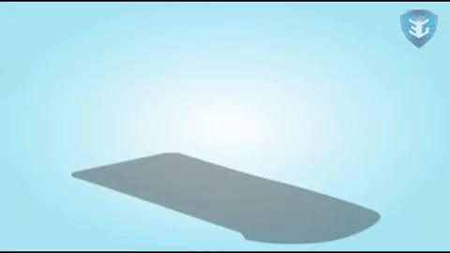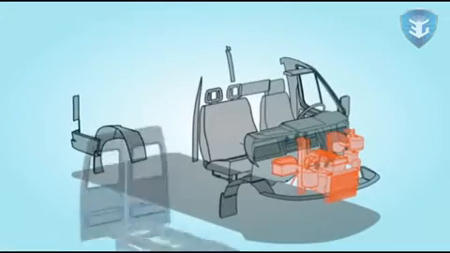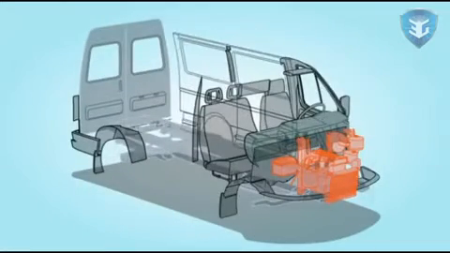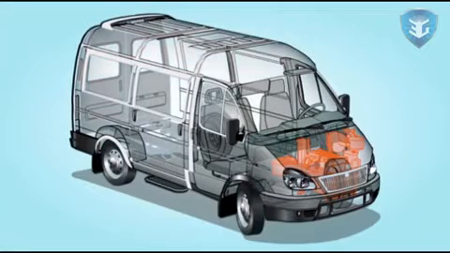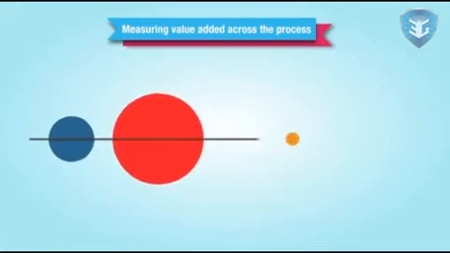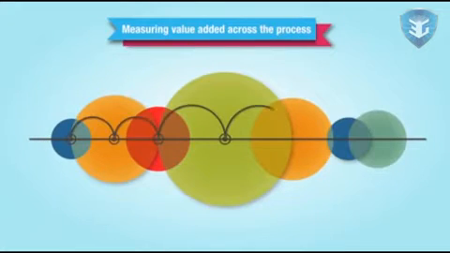Through much of history, a good produced in a country was largely made of parts sourced there. Today, products are composed of parts from all over the world. To fully understand trade, we have to measure the value added at each point in the process.